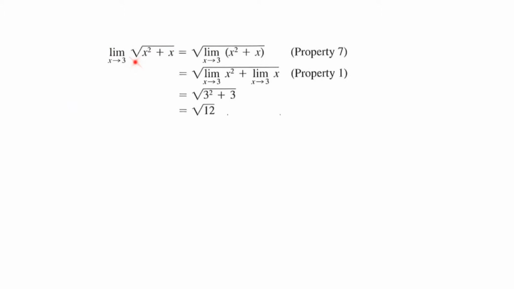Next example, the limit of the square root of x^2 plus x as x approaches 3. Using the properties of limit, we know this limit is the square root of the limit of x^2 plus x as x approaches 3, which is 9 plus 3, the square root of 12.